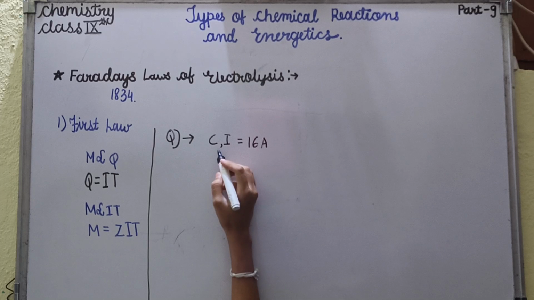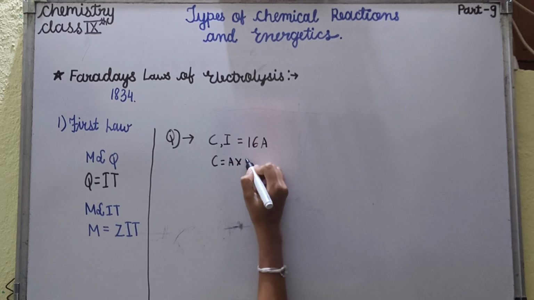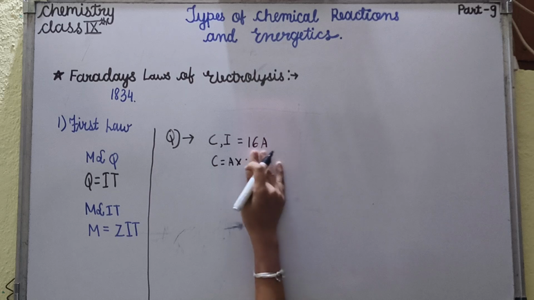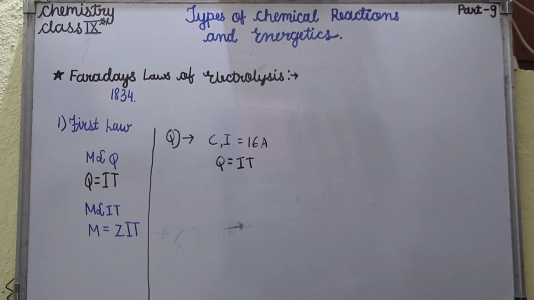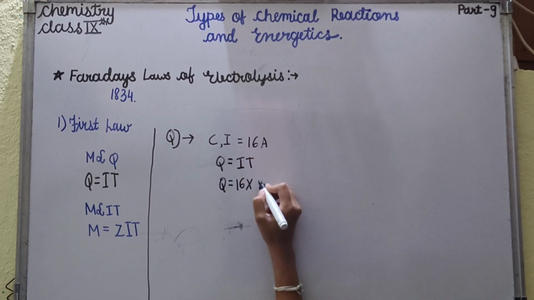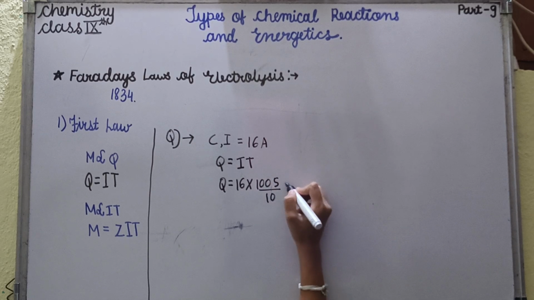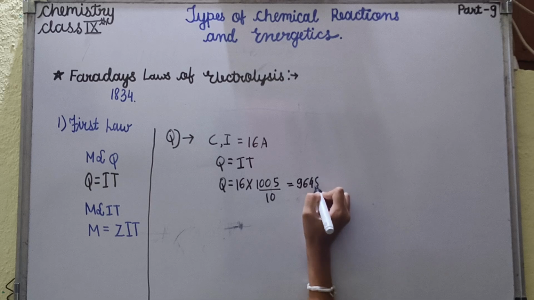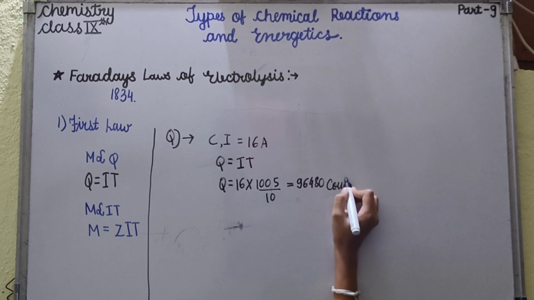Coulombs used up is equal to ampere into time in seconds, that is Q is equal to I into T. So we get Q is equal to 16 into time 100.5. We'll convert it to seconds and we will get 96480 coulombs.